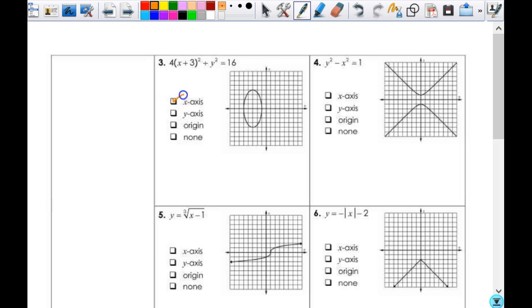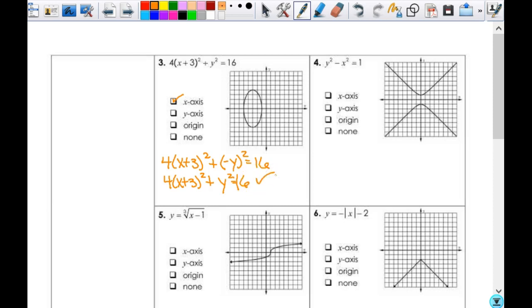X-axis, okay? So x-axis symmetry, which means we replace y with negative y. So this is going to give me 4 times (x plus 3) squared plus (negative y) squared equals 16. I know I can multiply all this out. Do I need to do that? No, I'm trying to make it match. So don't be doing stuff just because you can do it. This is how I want it to look. So 4 times (x plus 3) squared plus what's negative y squared? y squared. And that equals 16. So those match, right? And we would expect that.